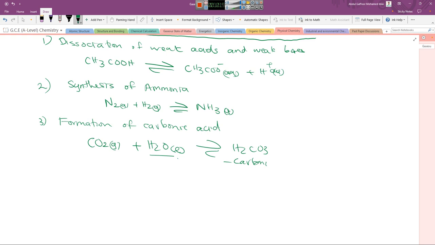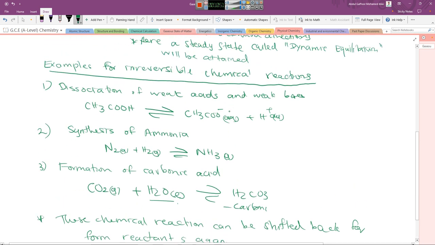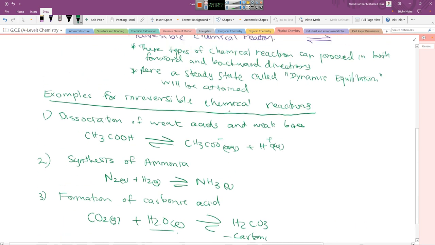The main thing that you should know is these irreversible reactions can be shifted back and formed. Now these chemical reactions can be shifted back to form reactants again. Okay. And we will be talking about these irreversible chemical reactions in the next unit.